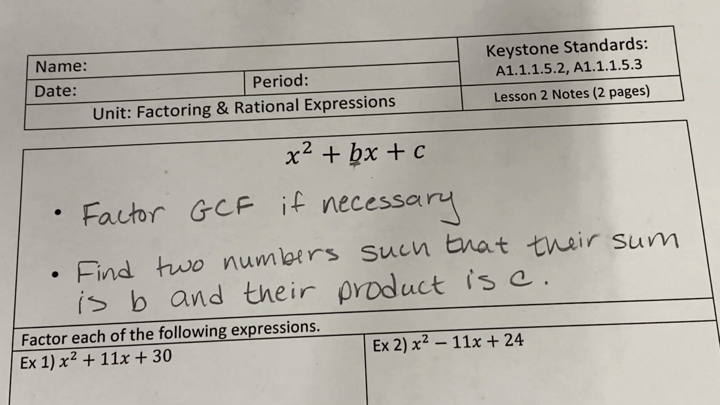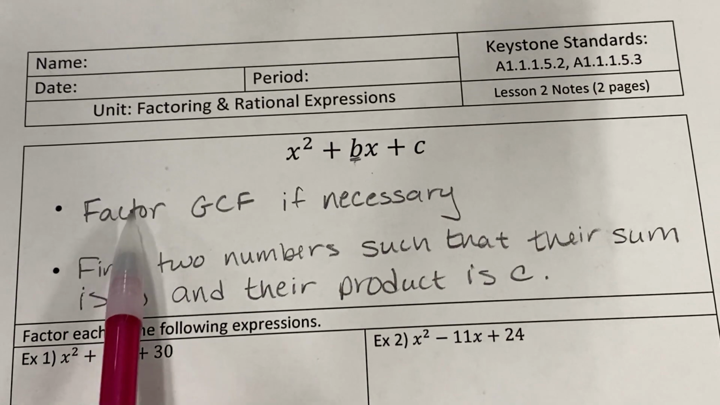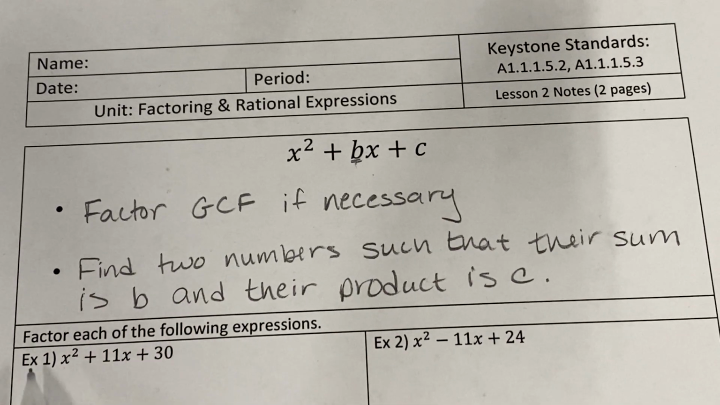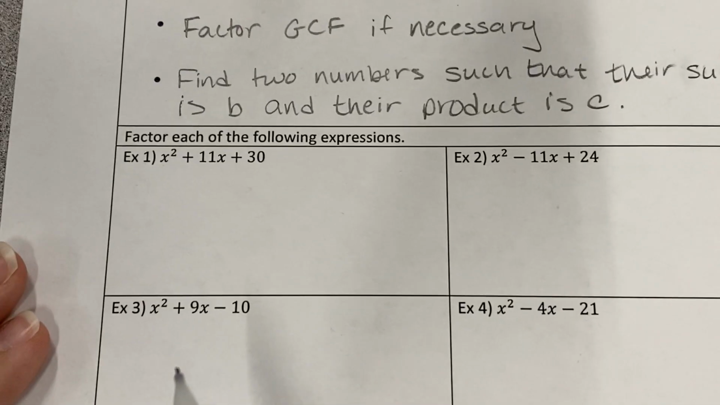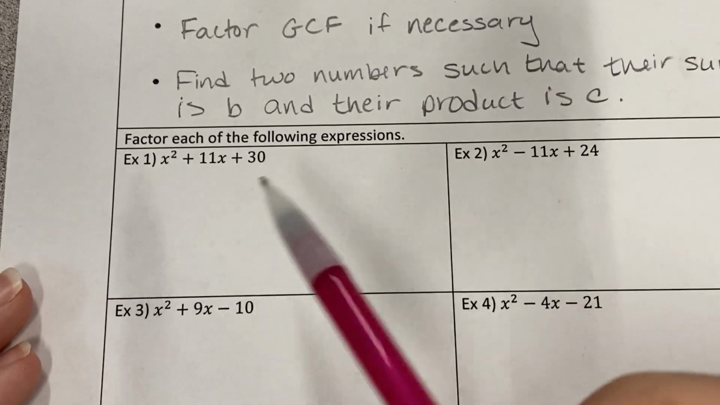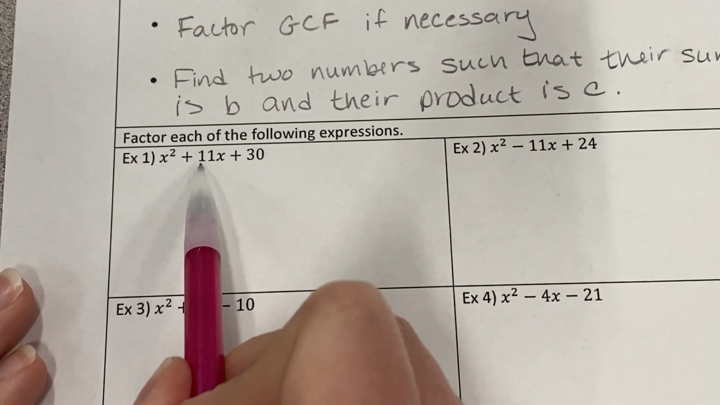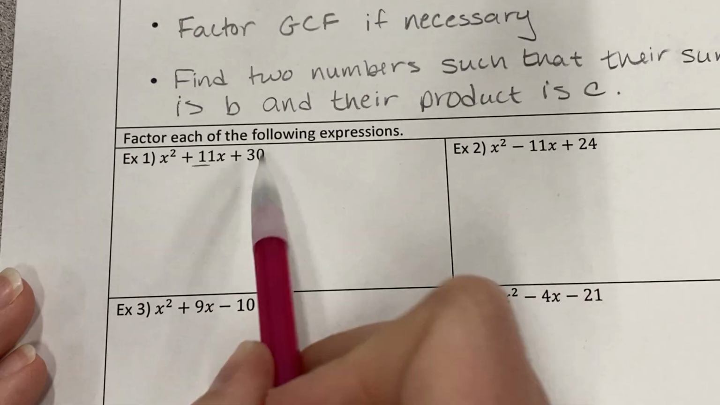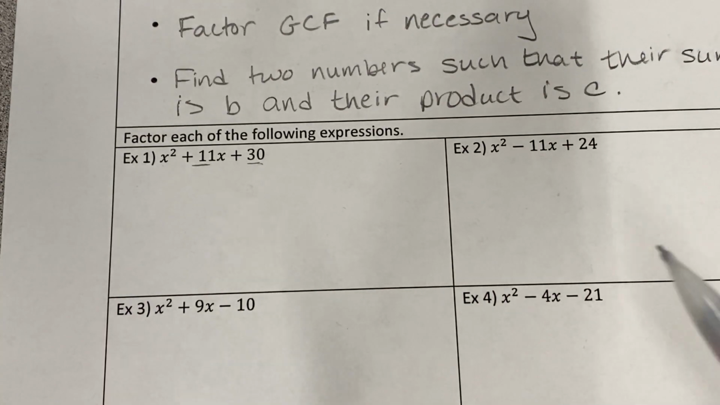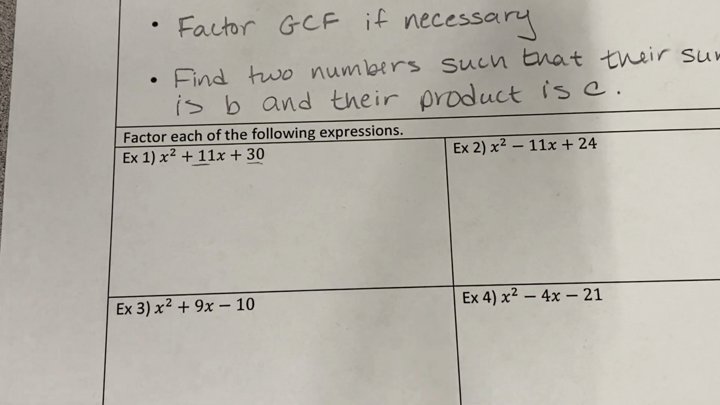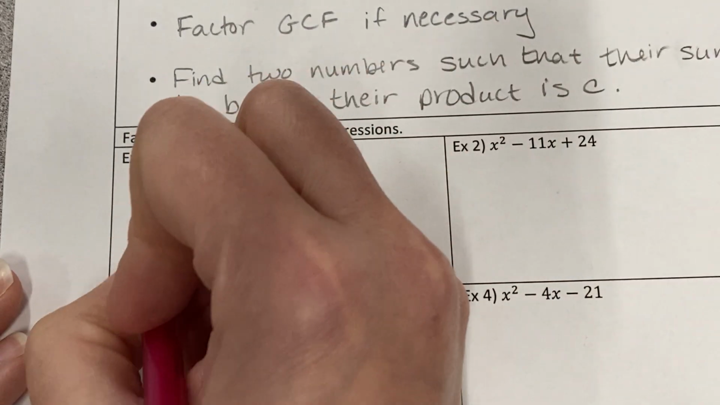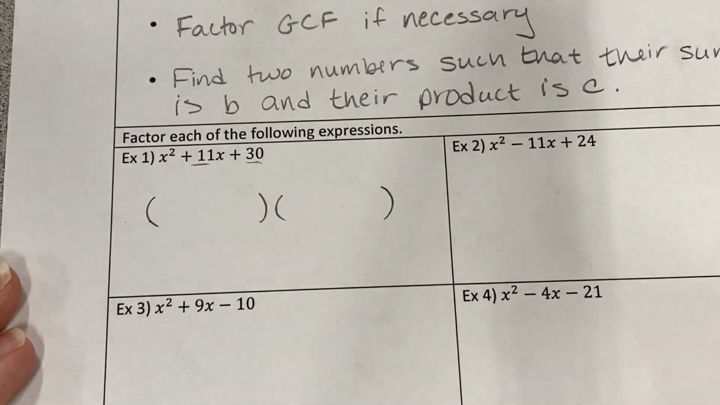Okay, so looking at example 1, again, I'm going to start by looking for greatest common factor, and I don't have one. I should actually move this so you can see example 1. So now what I need to do is come up with two numbers that when I add them, I get 11, and when I multiply them, I get 30. So those two numbers are 5 and 6, or 6 and 5. Doesn't matter. The order does not matter. So we're going to set it up like this.